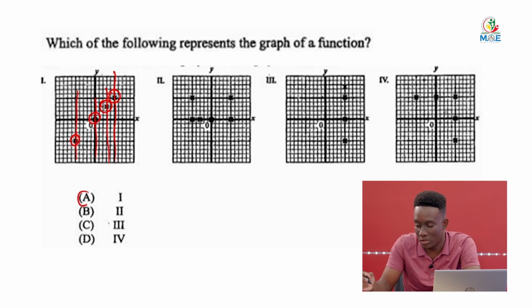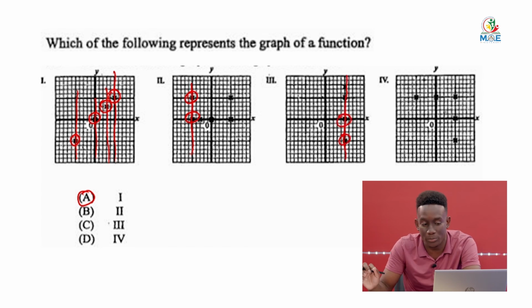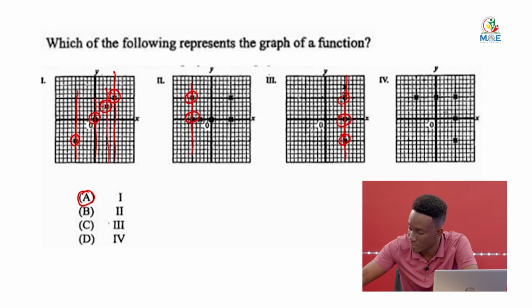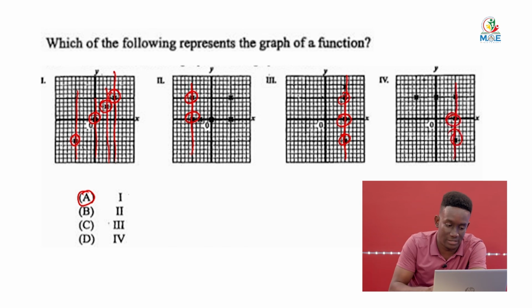And if you look at the other graphs, if you draw a vertical line straight up here, we see it'll pass through here and here. So this fails the vertical line test. And the same thing for this one. It fails the vertical line test because it passes through more than one point. And the same thing for here, it fails the vertical line test. So the answer is A.